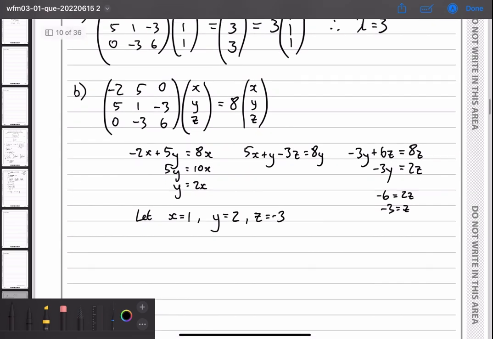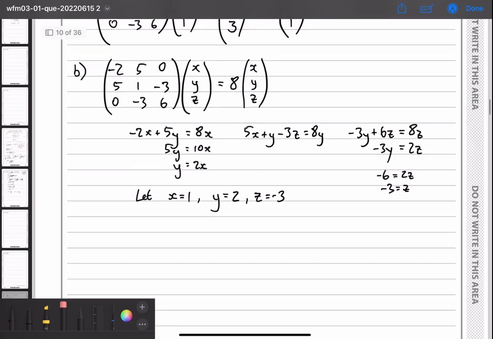And I chose that specifically because I could see the 2 over here and the 2 over here would give me whole numbers. But if you chose values that didn't give you whole numbers, you could just multiply it by whatever your fraction was, because you don't need a very specific answer here. There are lots of possible results you could use. So we've got our eigenvector 1, 2, minus 3.